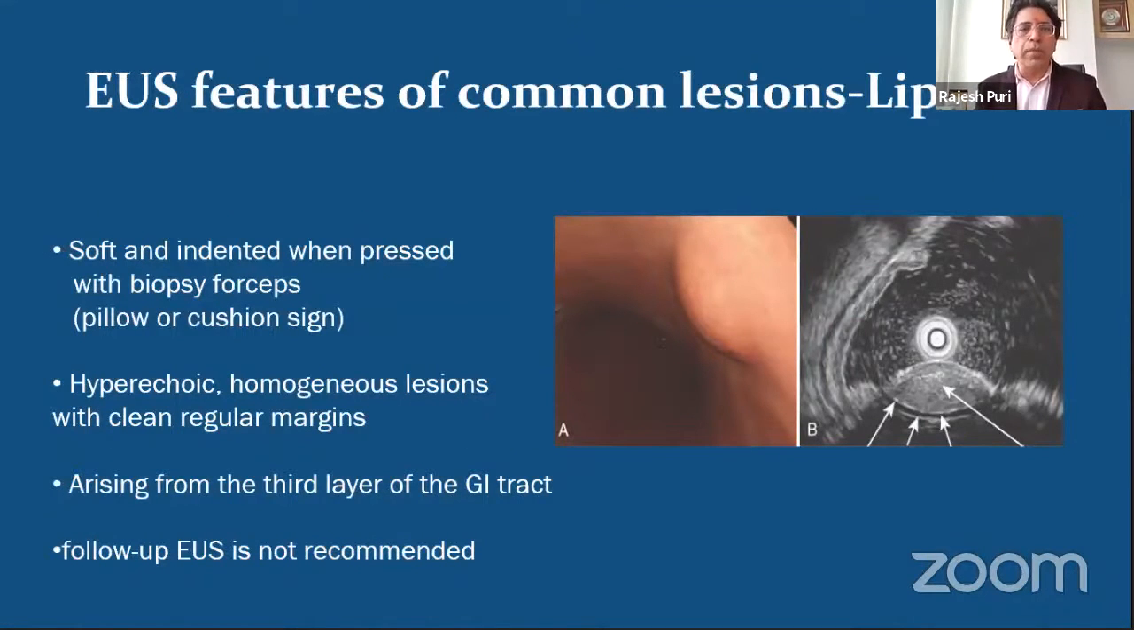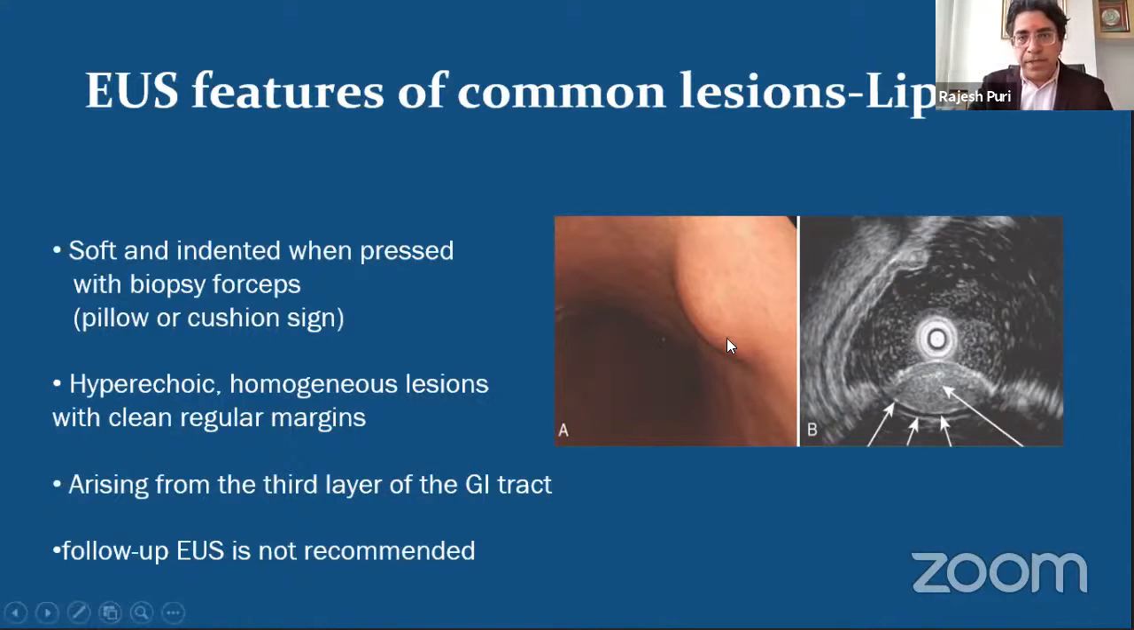Now I'm going to talk about the EUS features of some common lesions. Lipoma is soft and indented when you press with the biopsy forceps. That is called the cushion sign or the pillow sign. They are hyperechoic, homogeneous, originating from the third layer. Why it is important: if you find this kind of structure, then you know that this is non-malignant and you don't require to repeat EUS. These patients don't require follow-up examination.